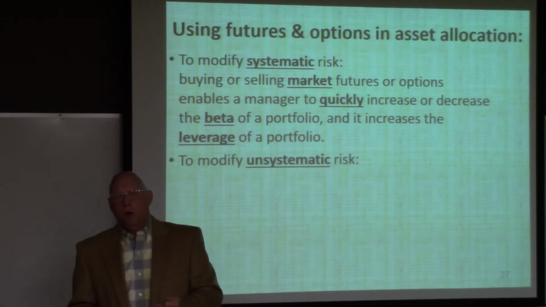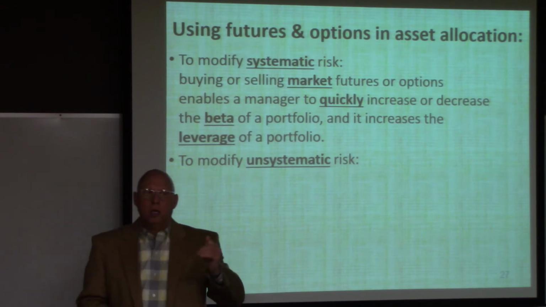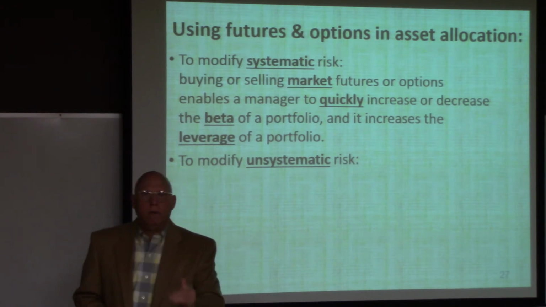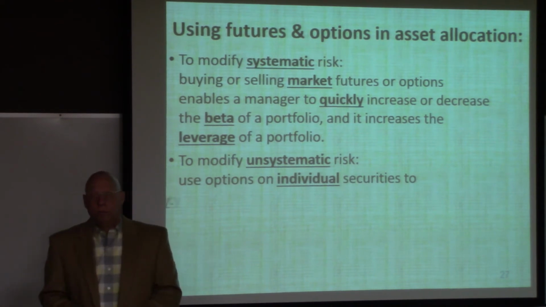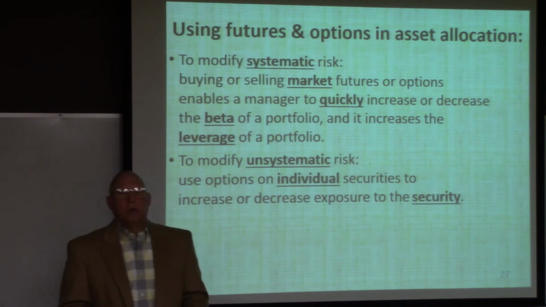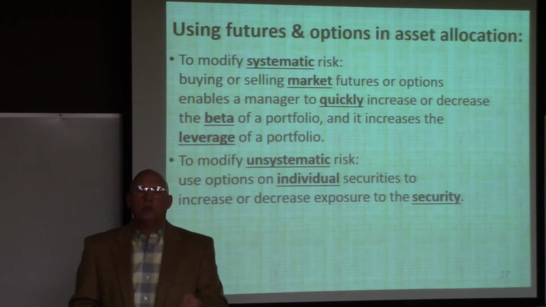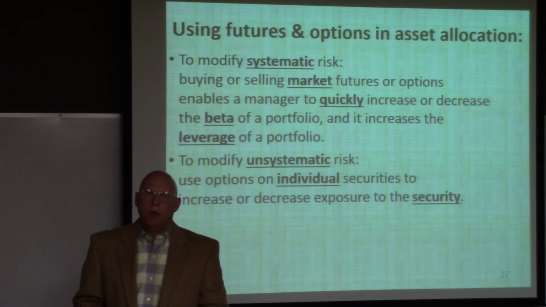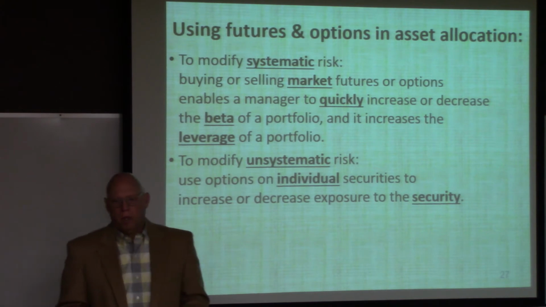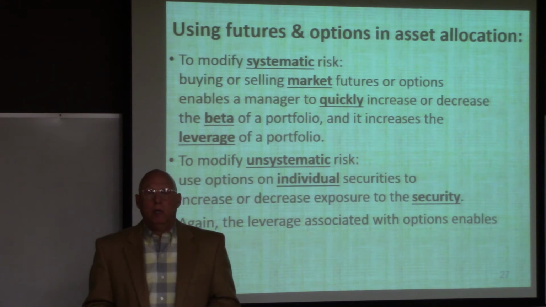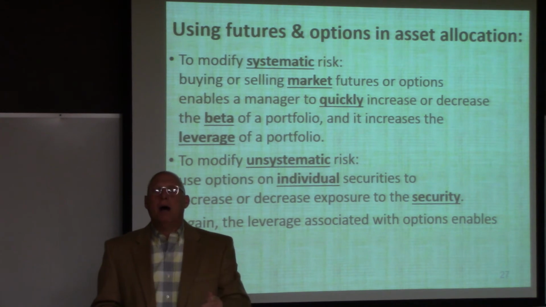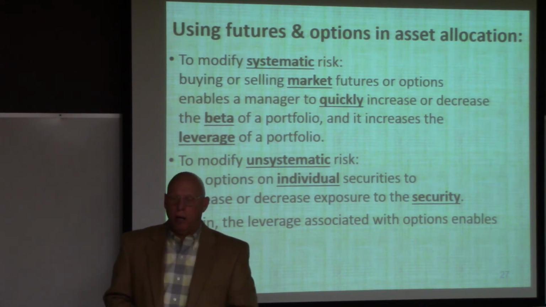To modify unsystematic risk, which is the risk related to a specific security, you can use options on individual securities to increase or decrease exposure to that security. So what is it you're trying to accomplish? Do you want to increase beta, or do you want to increase a portfolio's exposure to a specific asset? If you want to increase beta, then you buy a market option or future.